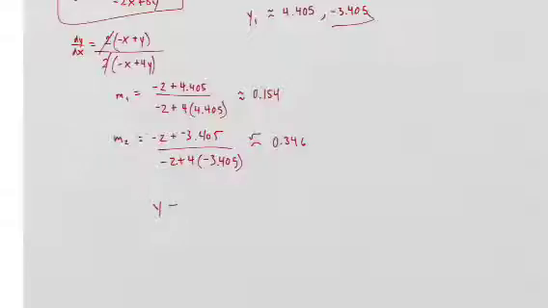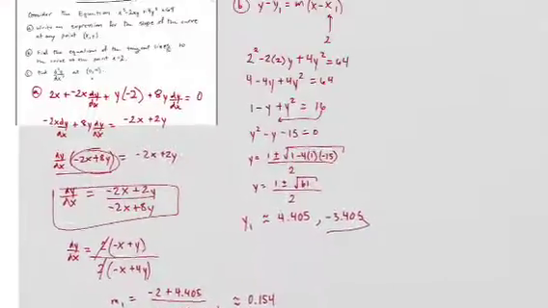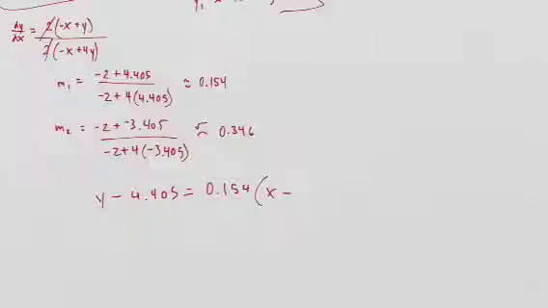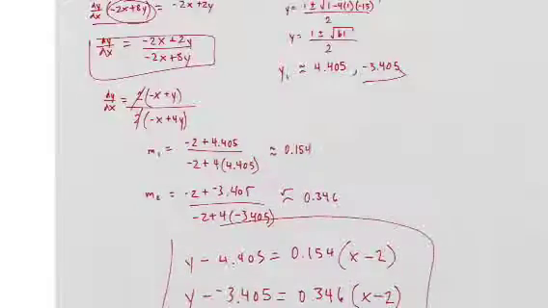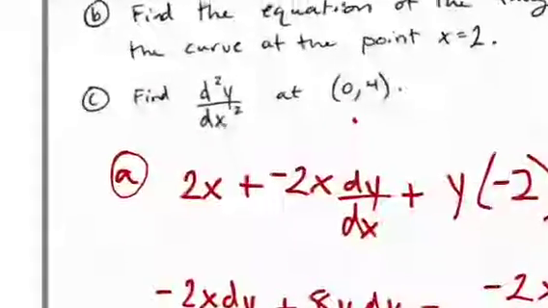So I put all of that together to get two equations. y minus 4.405 equals the m that I got when I used that specific y, 0.154 times (x minus 2). And then the other equation is y minus negative 3.405 equals all this stuff, times (x minus 2) still. Not so bad, just a lot of writing. So there you go. That's part B. I'm going to end this video and do the rest in another video. I'll find the second derivative in another video.